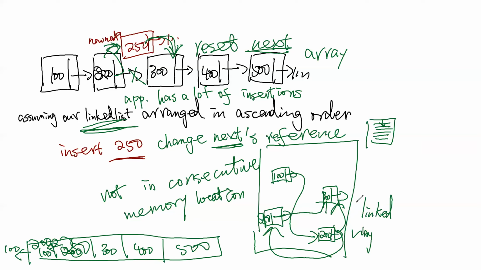Or we have the concept called linked way implementation. For Java, it's not that obvious. If we implement a linked list in C and C++, you will see a lot of benefits from the memory angle.